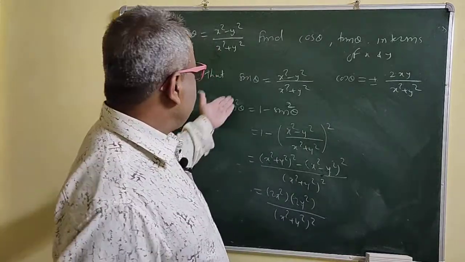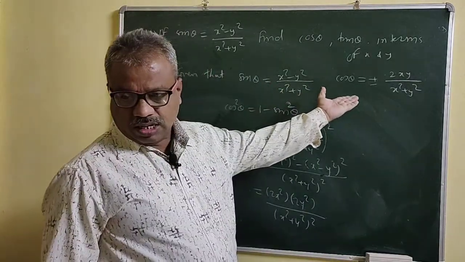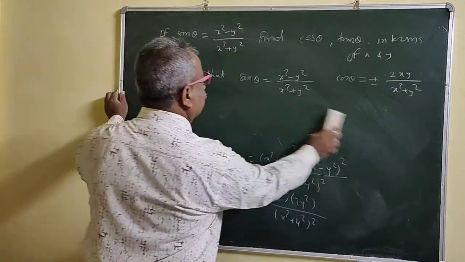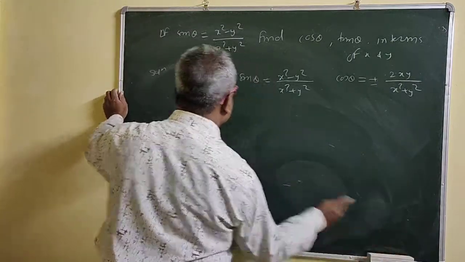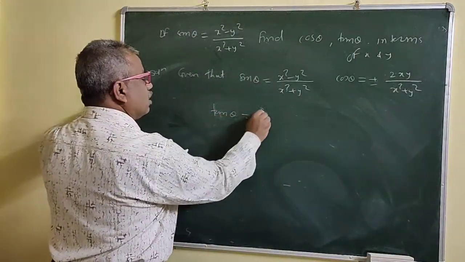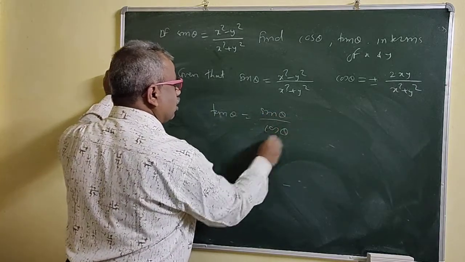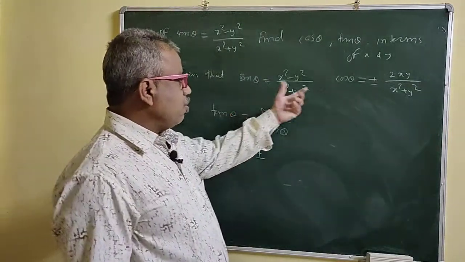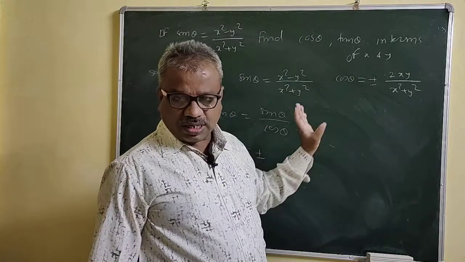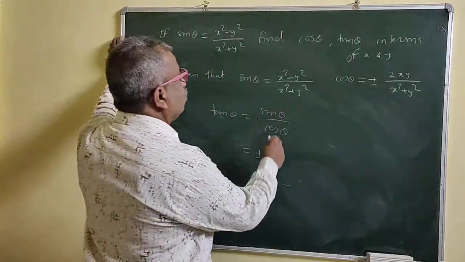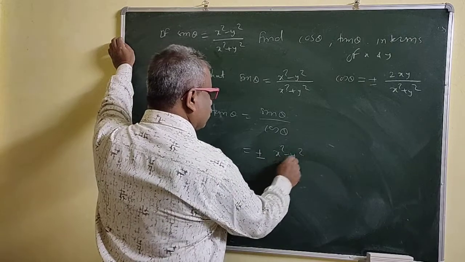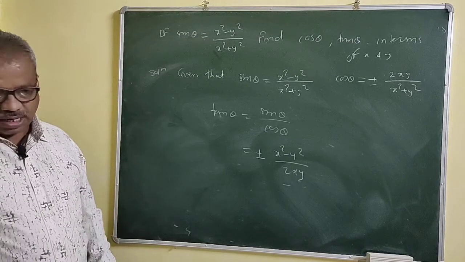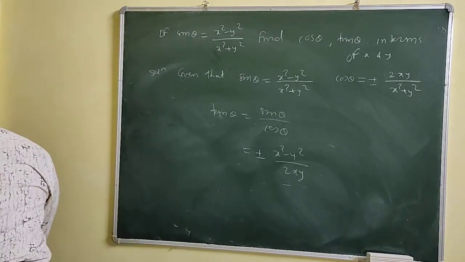Now what do you want then? See, you have sin theta, you have cos theta. You can find any trigonometric function now, right? So what you want now? Tan theta. So tan theta is equal to sin theta upon cos theta. So you will get plus or minus. Now see, both the denominators are the same, so the denominator gets cancelled. You have to take only the numerators: x square minus y square upon twice xy. This is your tan theta. Right? So very simple.